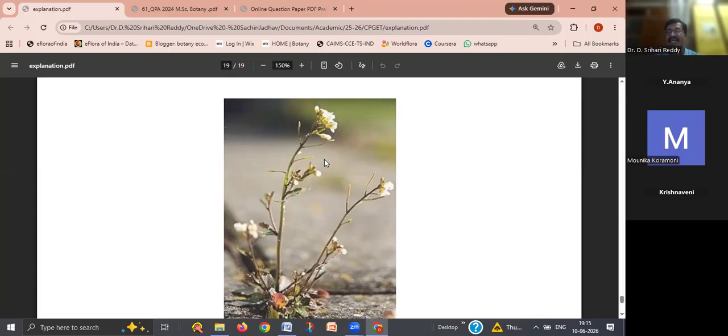So Arabidopsis thaliana is a very important plant, but the question here is how many chromosomes are present in Arabidopsis thaliana? And there are 5 pairs of chromosomes present in Arabidopsis thaliana. That is the right answer. In Arabidopsis thaliana, there are 5 pairs of chromosomes.